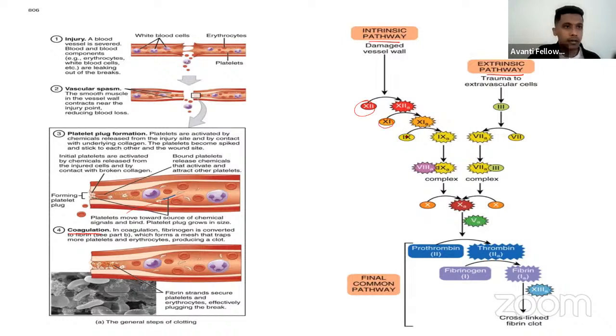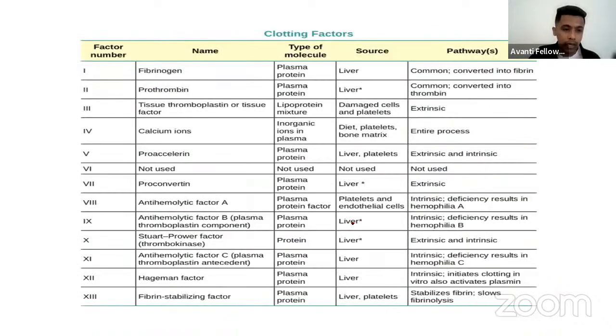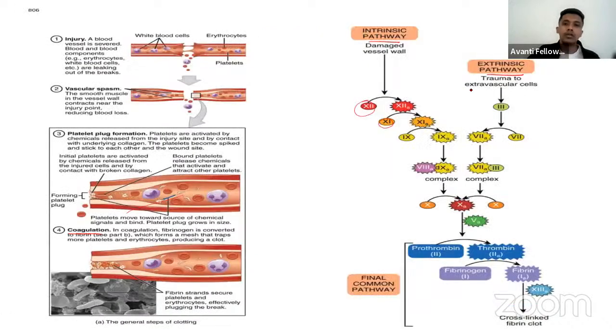Factor 11 is called anti-hemolytic factor. What kind of anti-hemolytic factor? It is called anti-hemolytic factor C. So this inactive anti-hemolytic factor will become active anti-hemolytic factor C. Again, factor 9 is also called anti-hemolytic factor B. So the inactive factor 9 will become active anti-hemolytic factor B.